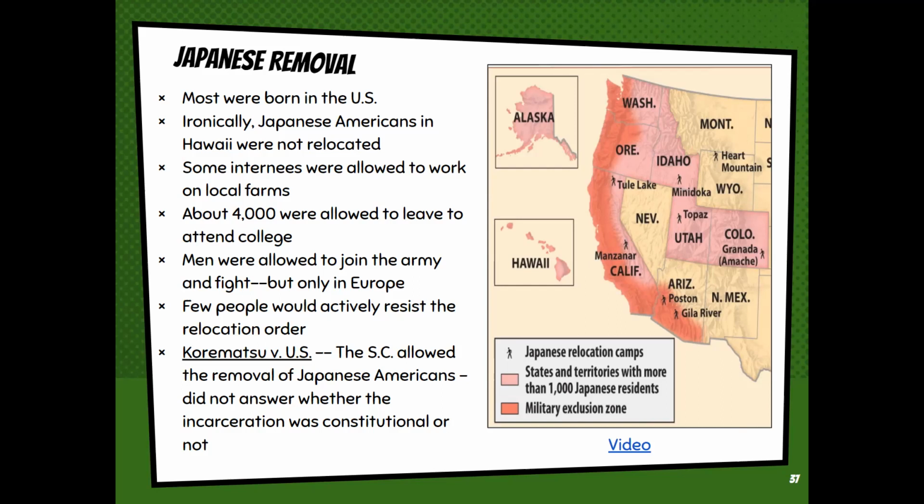Initially, Japanese American men were not allowed to join the army to fight. Eventually, they were allowed to fight, but they could only fight in Europe, not against the Japanese. There really wasn't much protest or argument or resistance against this internment order.